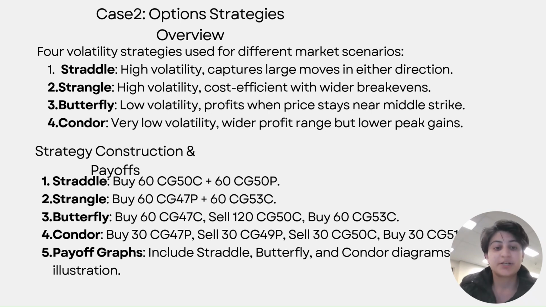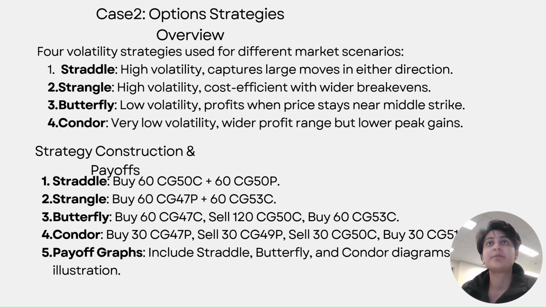The strategy implementation, in terms of the instruction, for the straddle, we bought a call and a put at the same strike price and expiry. And for the strangle, we bought an out of the money put and out of the money call, giving us cheaper exposure to volatility but with wider break-evens.